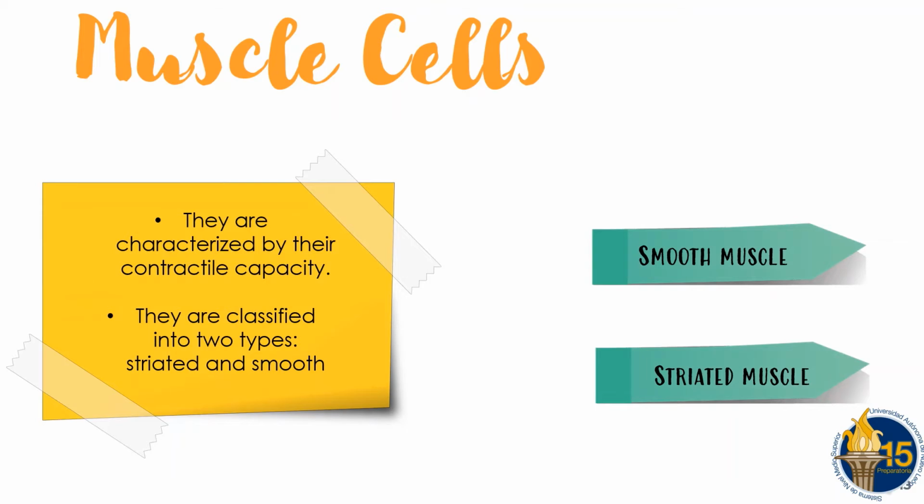Muscle cells are the components of the muscular system. Their main characteristic is their contractile capacity. That means their ability to shorten their length and then return to their original form. According to the organization of their contractile apparatus, they are classified into two types: striated and smooth. The first one you can find in skeletal and cardiac muscles, and the second one in smooth muscles.